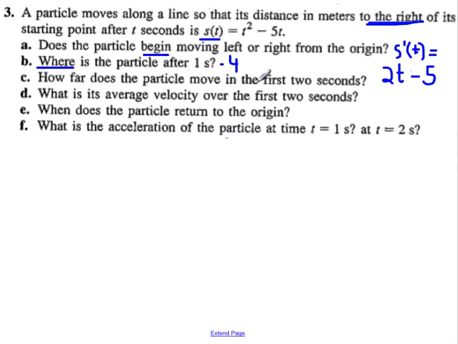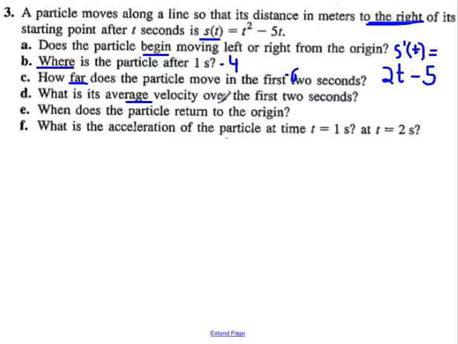C, how far does the particle move in the first 2 seconds? All right. Just, again, we're talking about where is it? Plug in a 2. If you plug in a 2, you get 4 minus 10, you get negative 6, right? It moved 6 meters to the left.